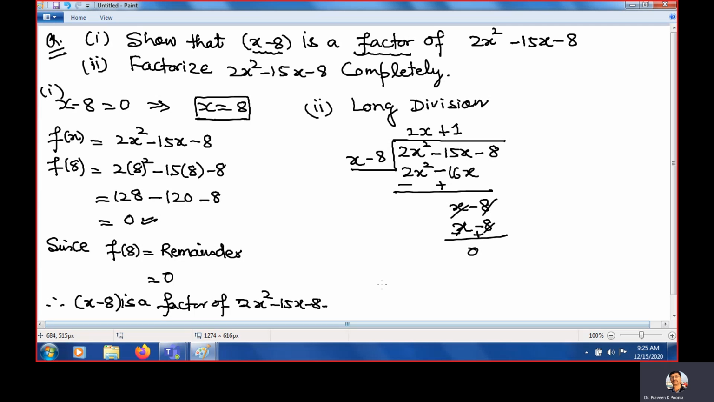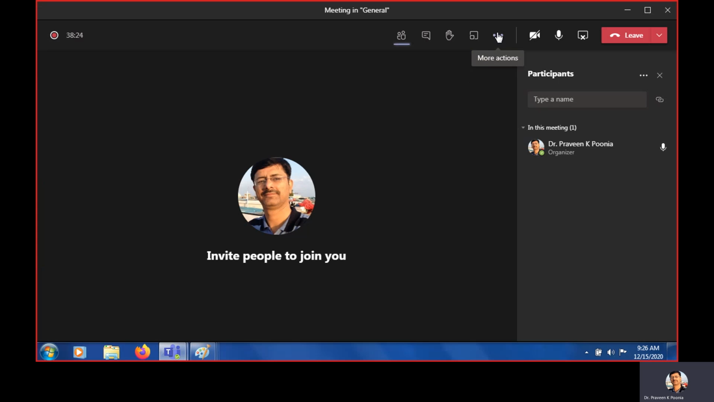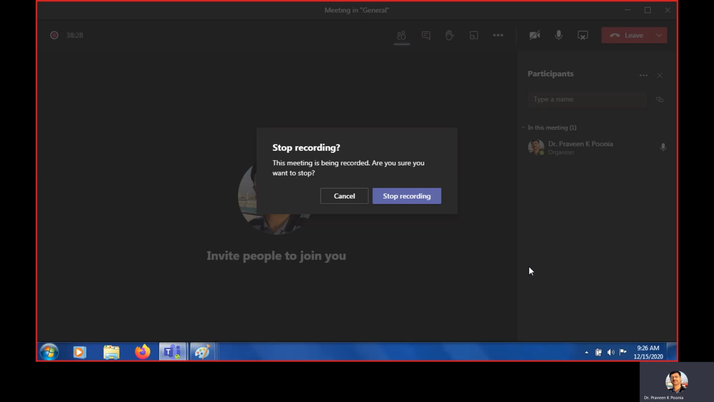So 0. Remainder is 0, so now use the same theorem. Dividend is equal to divisor into quotient: (x − 8)(2x + 1). Clear? So that's all, my dear students. There are many questions given in the exercise. I request all of you, please solve those questions, and this is the end of chapter 3.2. Thank you very much.